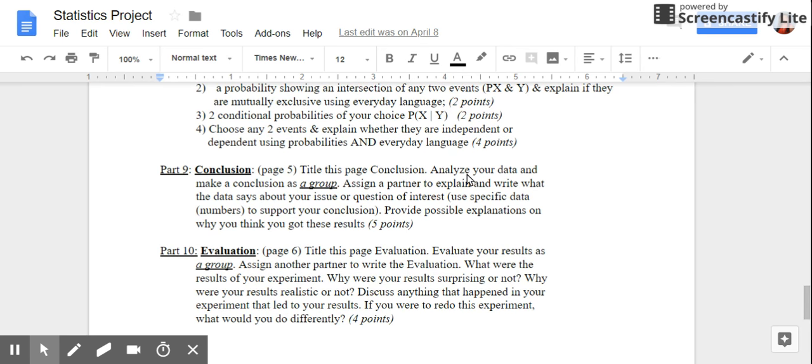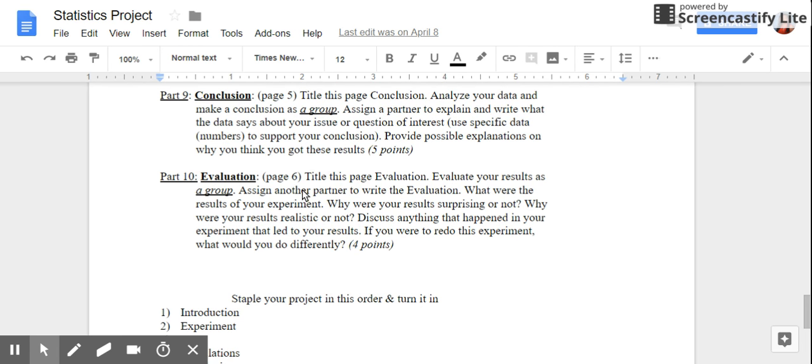Last, someone needs to type the conclusion. Basically, you analyze the data and you come up with the conclusion. So, what did you find? Was iPhone more popular? Or was it Android that was more popular? Okay, and provide some possible explanations. Why do you think this happened? Why was one particular phone more popular than the other? Okay, so that's the conclusion.